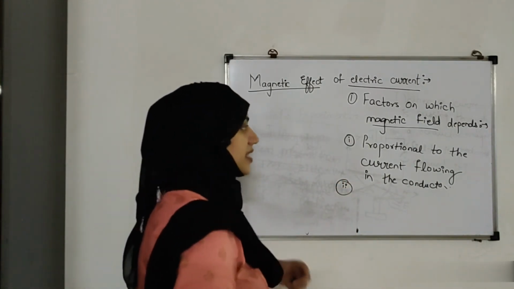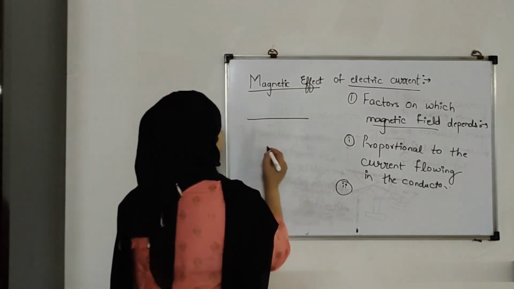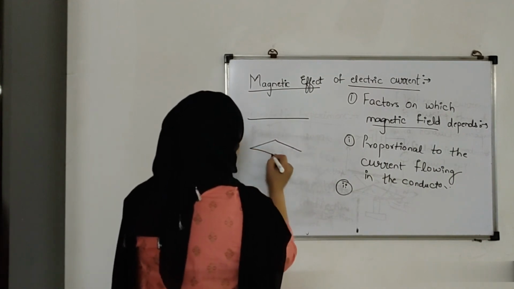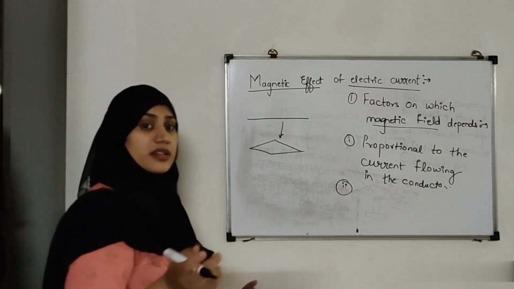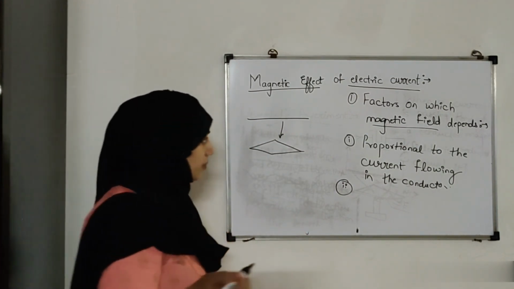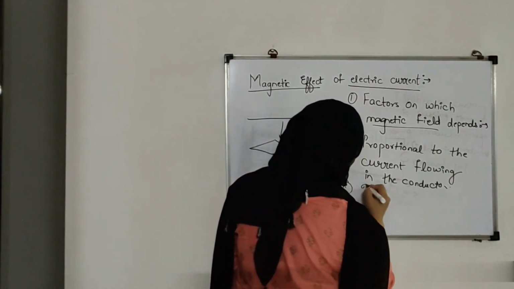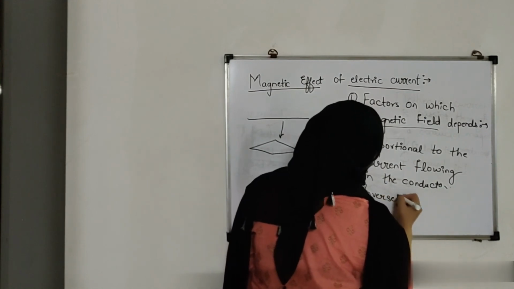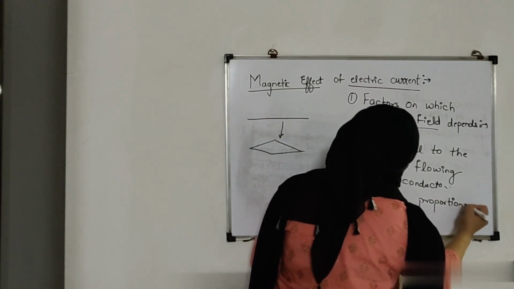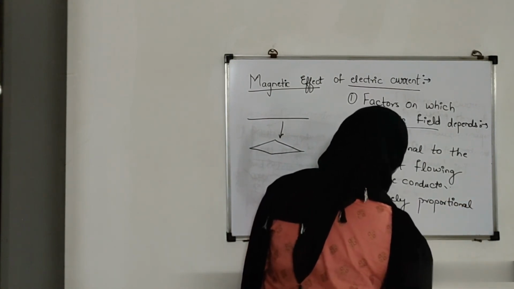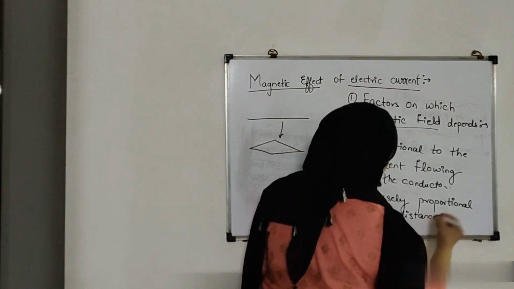Now the second one. As in the previous case we saw what happens when the distance between the conductor, this is my conducting wire, and this is my magnetic needle, is increased. It decreases, right? As the distance increases, the deflection decreases. That means it is also inversely proportional to the distance between the conductor and the needle.